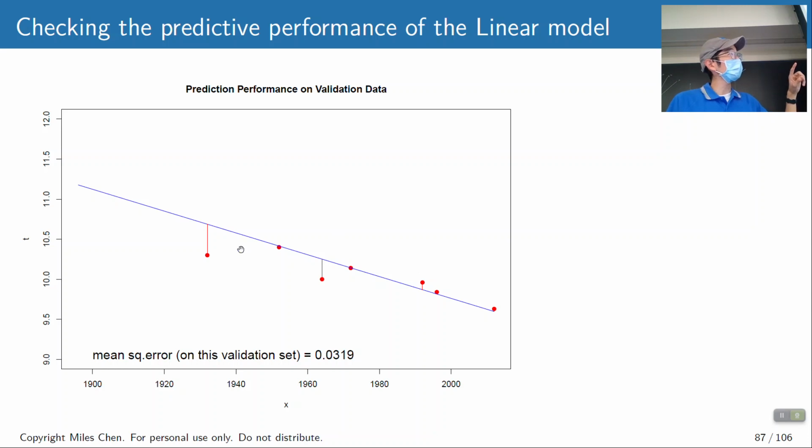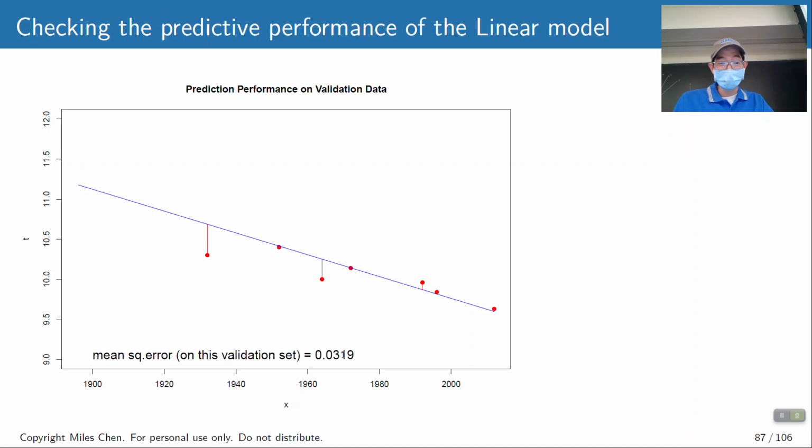Okay, so these are the 7 validation points, and we can say, oh yeah, some of these it predicted real well, right? These 4 data points ended up almost exactly on the line. These 3 had a little bit of error, and so anyway, we calculate this squared error for each of these things, and we ask, what's the mean squared error on this validation set? We get 0.0319. Okay, we'll do the same thing.